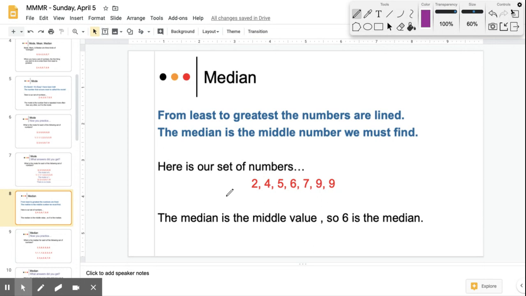So what you want to do to make sure you find the middle is cross off the smallest, cross off the biggest, cross off the next smallest number, cross off the next biggest number. You're working your way to the middle. So as you can see, I have 3 cross marks on the left side, 3 cross marks on the right side. It has to be even. The middle is 6. So 6 is the median.